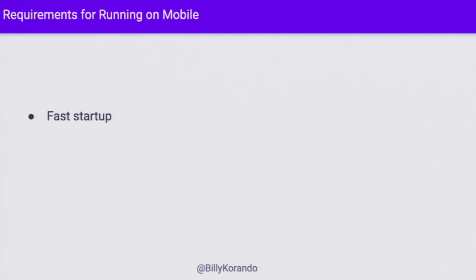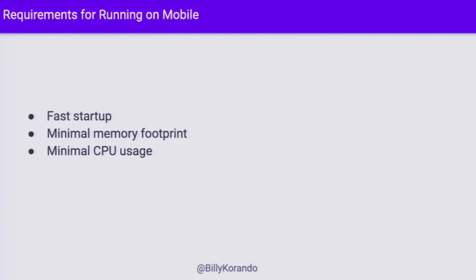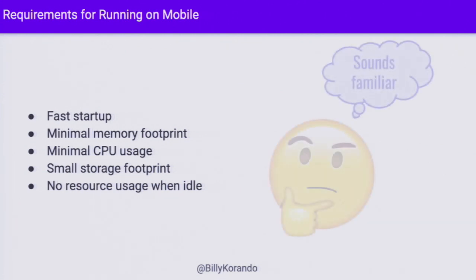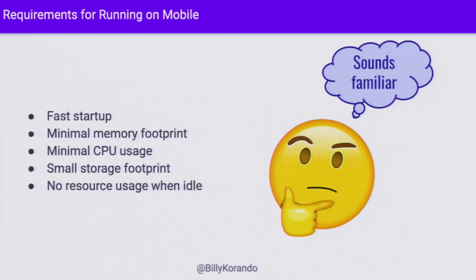Well, you need a fast startup. You're not going to want to waste battery and precious resource usage starting up your application. So that's really important. Also, you want to have a responsive feel for the user. Minimal memory footprint. We're talking really resource-constrained environments, so you can't just gobble up as much memory as is available, otherwise that's going to cause a lot of problems. Same with CPU usage. Minimal CPU usage because they're in a really memory-constrained, resource-constrained environment. Small storage footprint, same story. And of course, no resource usage when idle, because particularly battery, when you talk about mobile, is really important. So once you start an application and you're not really using it, you want to use as few resources as possible so you're not draining the battery.